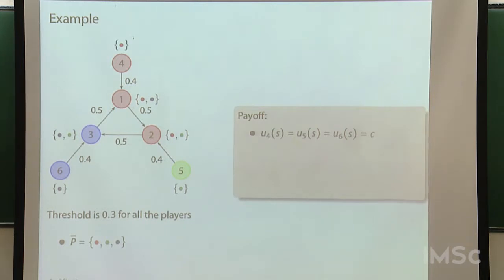Suppose this is your strategy profile. What does that mean? It means that 1, 2 and 4 choose the color red. Red is in the product set for 1, 2 and 4, so they can choose it. 3 and 6 choose blue and 5 chooses green.